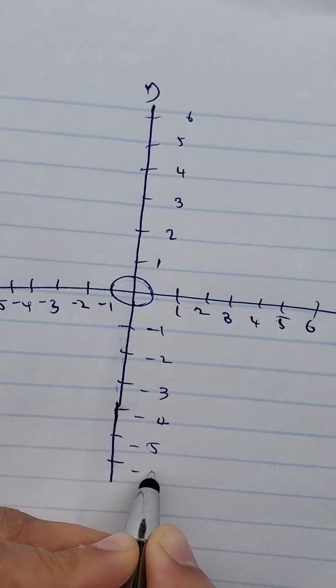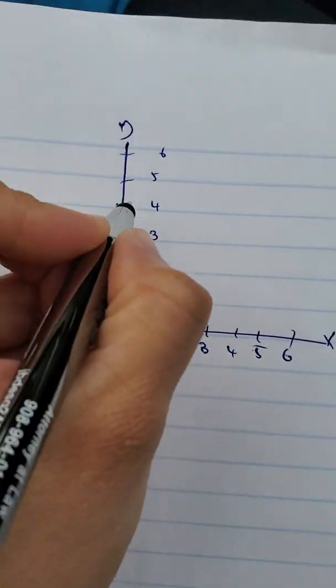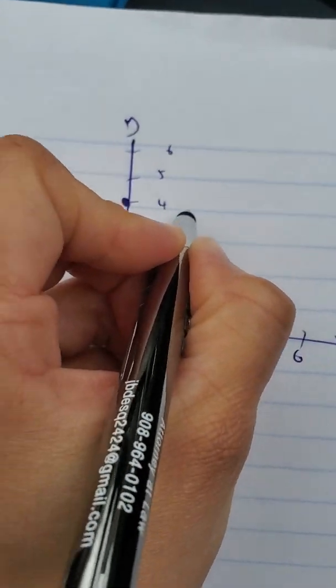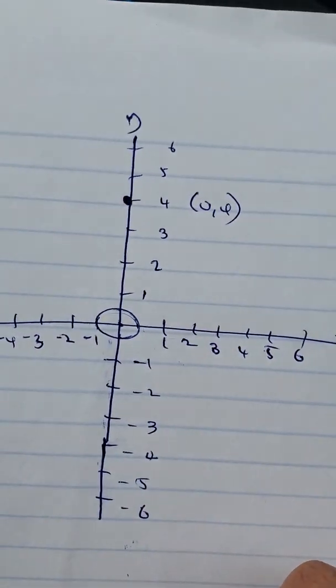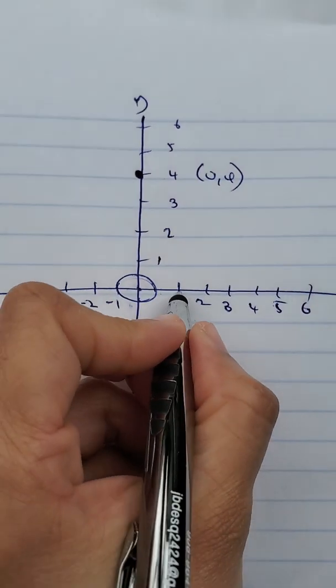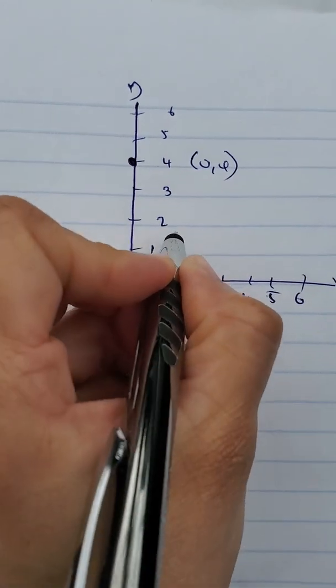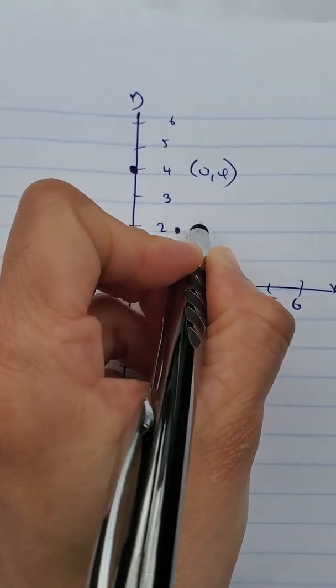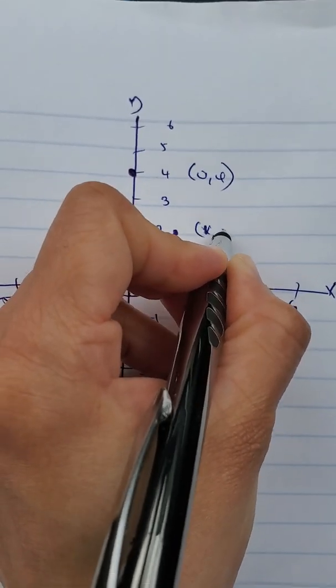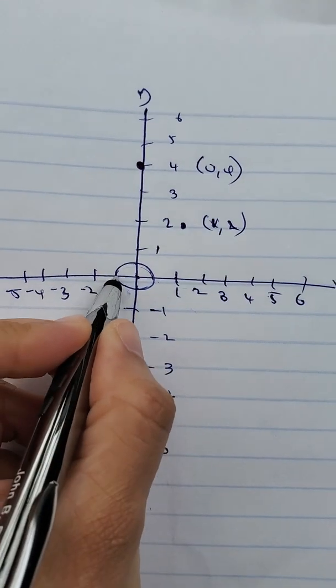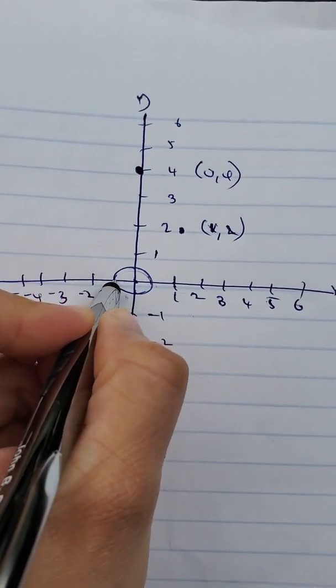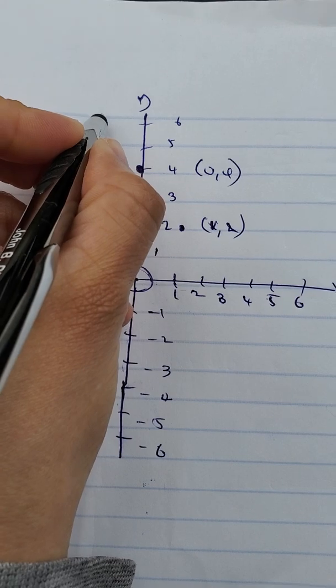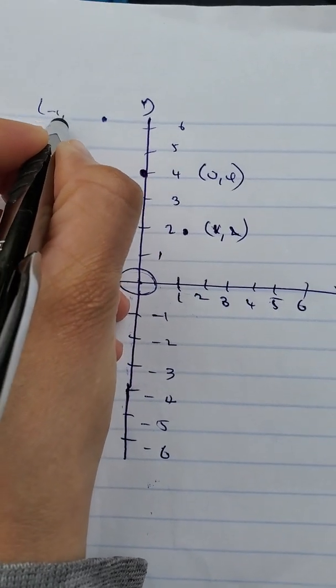And the first point I had, I said when x is 0, y is 4. Right? So that's 0, 4 right over there. Then I said when x is 1, y is 2. So x is 1, y is 2, I have another point right here. And then I said when x is negative 1, y was 6. So negative 1, 6, right about here.